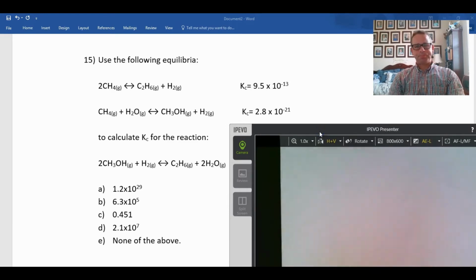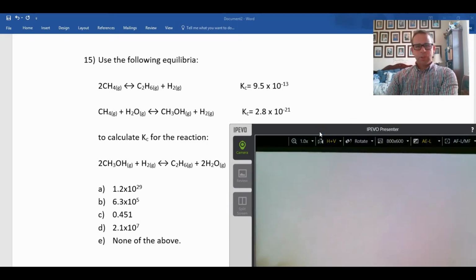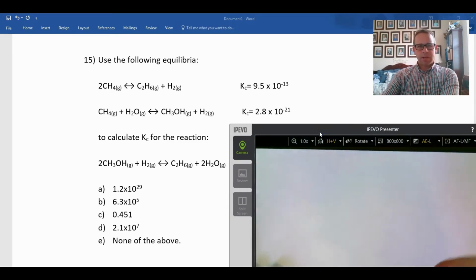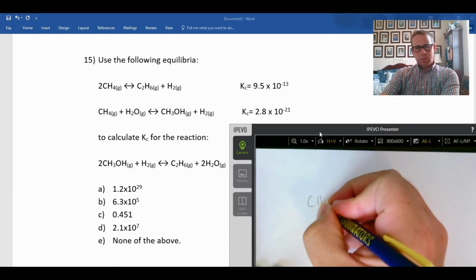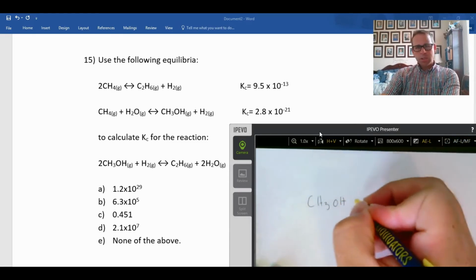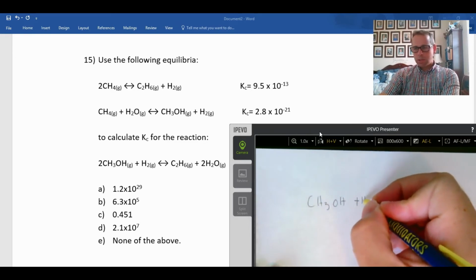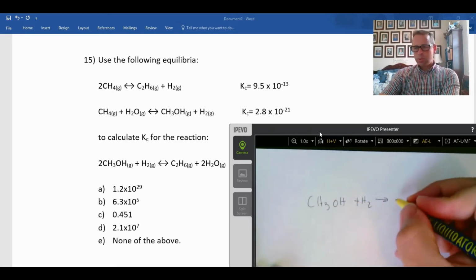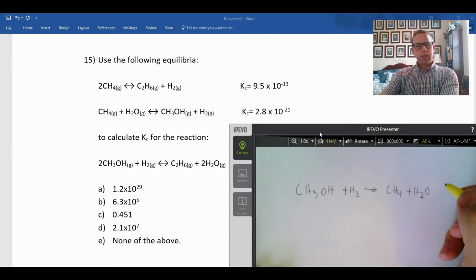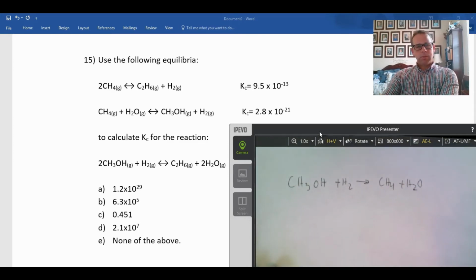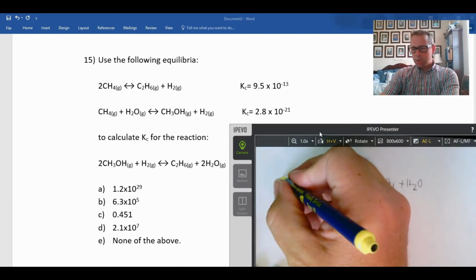So we took the second reaction, we flipped it, CH3OH plus hydrogen gas going to CH4 and water. Okay, and then we multiplied it by 2.